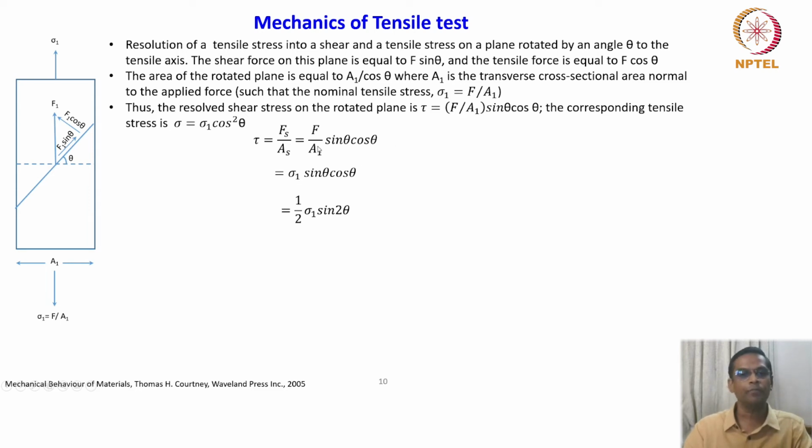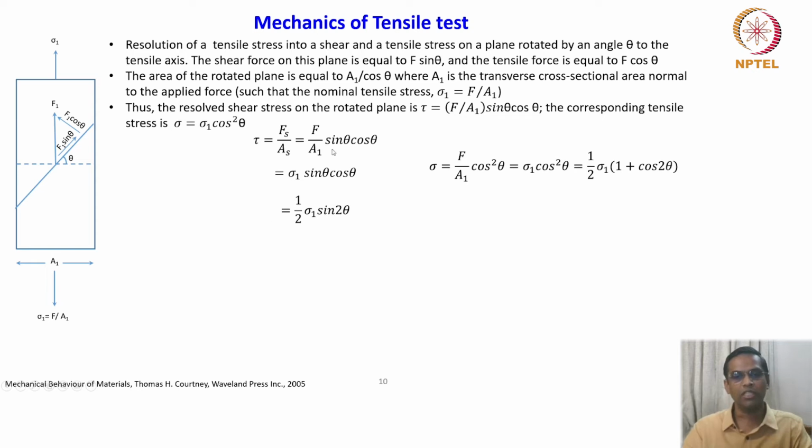So this can be written like this: F by A1 is equal to sigma 1. That's the only principal stress in the tensile test. So it can be rewritten like this: 1 by 2 sigma 1 sin 2 theta. Why do we write it in this form? Because we can represent the whole state of stress in a Mohr circle, which is always plotted with 2 theta. This procedure we have also seen. So now we can see the application of that later.